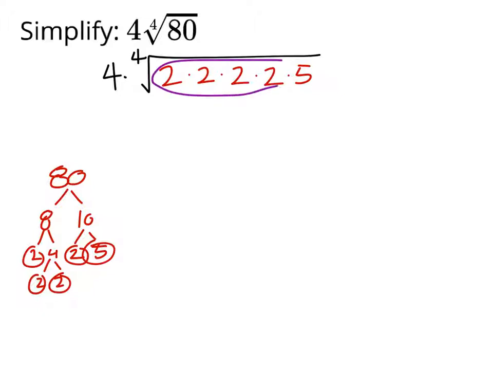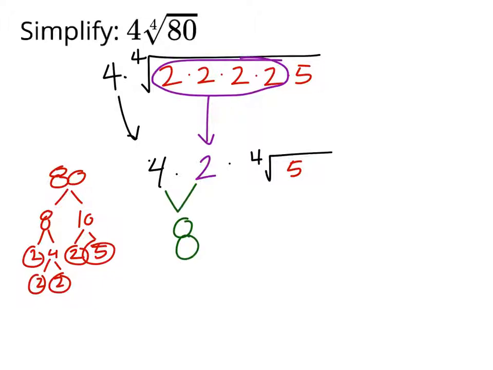And now I need a group of 4 of identical factors, which in this case is just that 2. So I've still got the 4 here, and that would be 4 times 2. And then I'm still multiplying this by the 4th root of that 5, because it didn't have 4 sets of anything that it was multiplied with to take it out of that 4th root. Finally, 4 times 2, right here, that gives us 8. So I've got 8 multiplied by the 4th root of 5. And that's it.